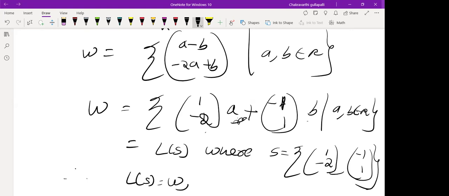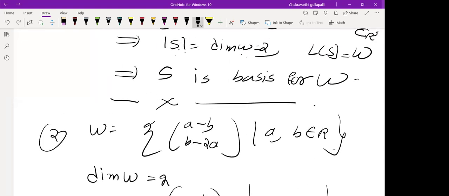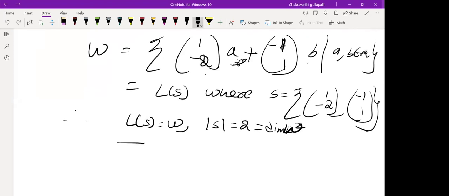How many vectors are there in S? 2 vectors. It is a subset of which space? R2 space. What is the dimension of R2 space? 2. Sorry, dimension of W. What is the dimension of W? 2, because free variables are there. They are coincident, which implies S is this.